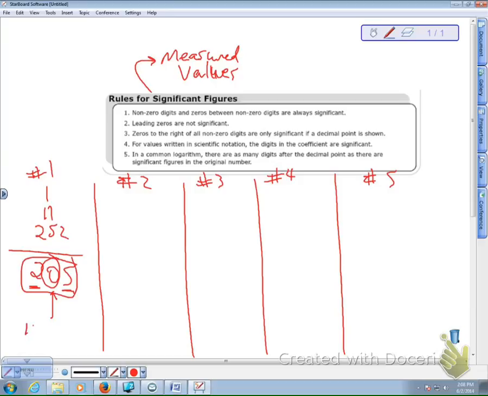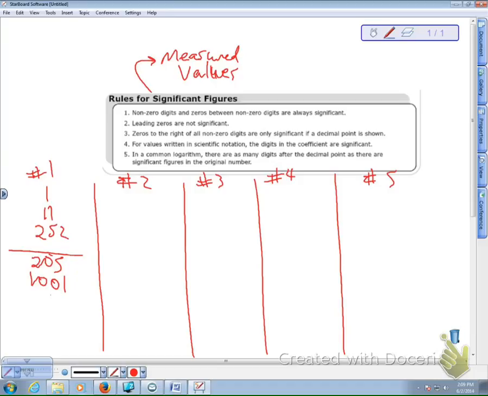In the number 1001, how many sig figs do you see? Yeah, there are 4. 1, 2, and if those are measurements, then these 2 also have to be measurements. And then the decimal doesn't really affect that.